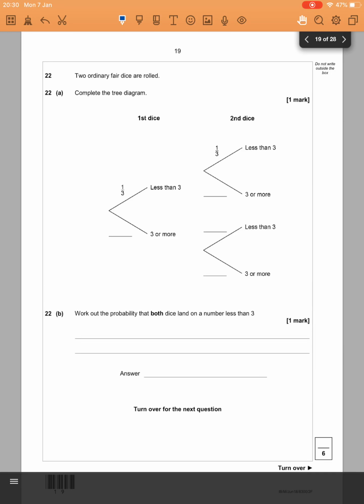Question 22. 2 ordinary fair dice are rolled. Complete the tree diagram. So if a dice is rolled, getting less than a 3, it's an ordinary fair dice. Let's write down the numbers. So we've got 1, 2, 3, 4, 5, 6. So the probability of getting less than a 3, well, that's the probability of getting a 1 or a 2. So that is 2 numbers out of 6, which is the same as 1 out of 3, which is where they've got that from.